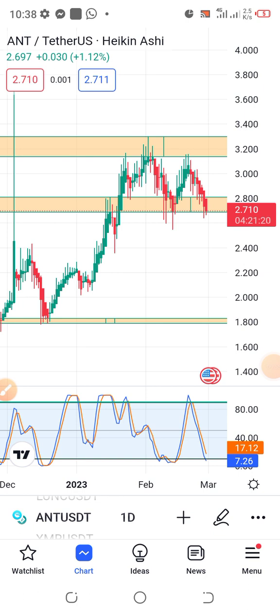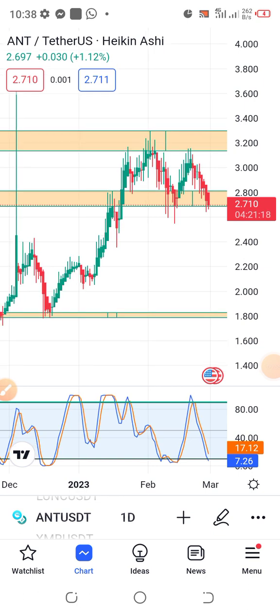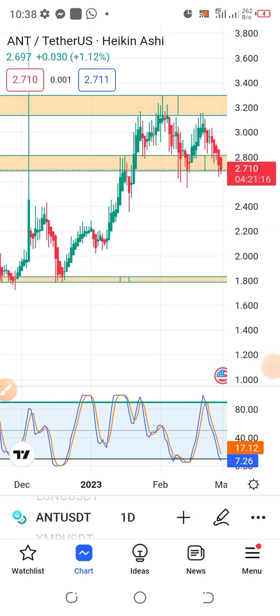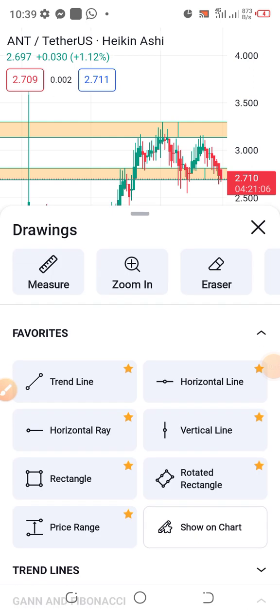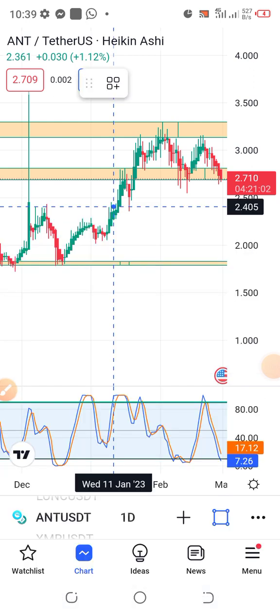I want us to mark them all so that we can... Yes, on the question, where the body closed. So we have our 4 areas. So you can consider those areas so that you can see. So make sure the time frame is in 1 day. 1 day here as you can see.